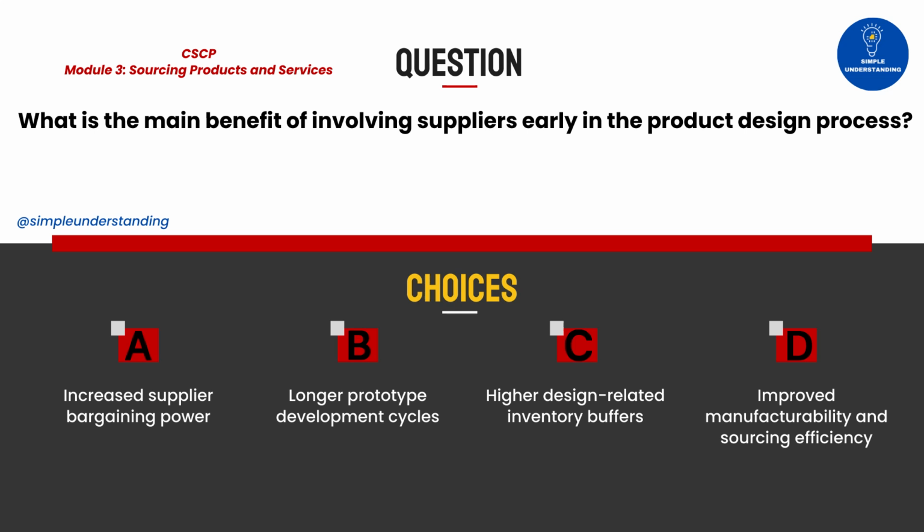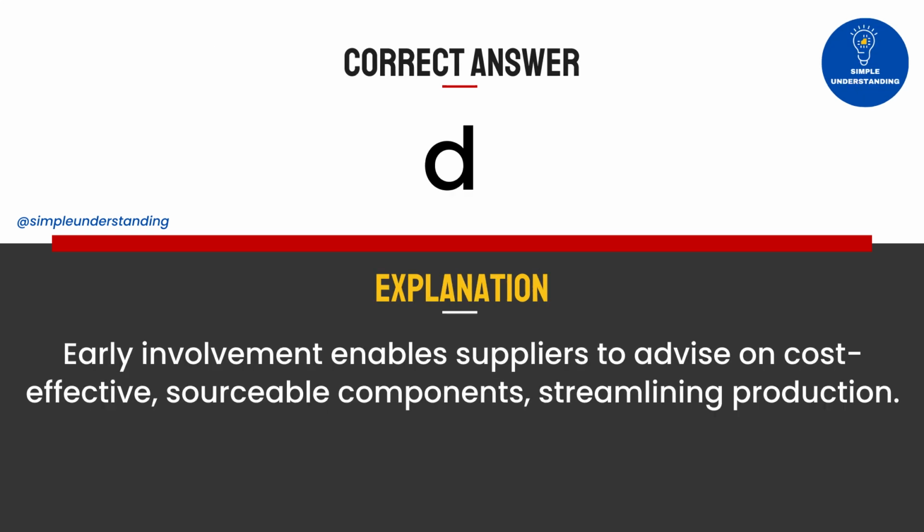6. What is the main benefit of involving suppliers early in the product design process? A. Increased supplier bargaining power. B. Longer prototype development cycles. C. Higher design-related inventory buffers. D. Improved manufacturability and sourcing efficiency. Correct answer, D. Explanation. Early supplier input enhances feasibility and cost-effectiveness of sourcing and manufacturing.